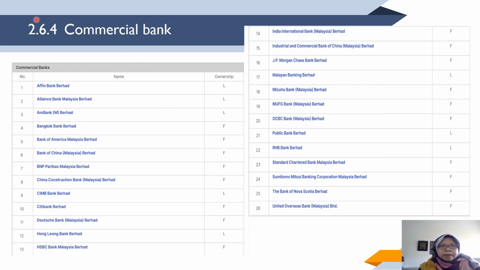This one is example of commercial bank in Malaysia. Until now we have 36 commercial bank, include local and foreign bank. For example, Affin Bank, this one the local. Alliance Bank Malaysia Berhad, this one the local. Bangkok Bank Berhad is a foreign commercial bank. Bank of America Malaysia Berhad, this is foreign. Bank of China Malaysia Berhad. Okay, until 36 list of commercial bank, United Overseas Bank Malaysia Berhad.